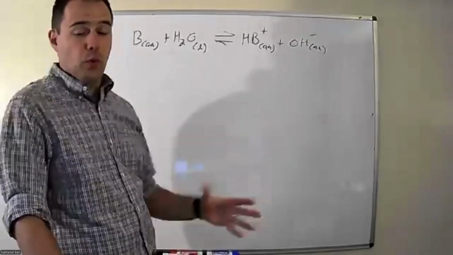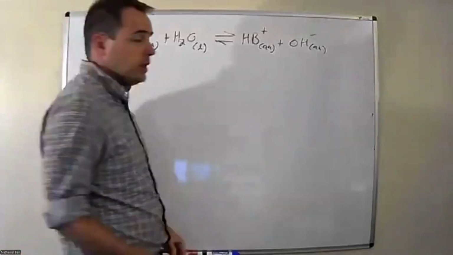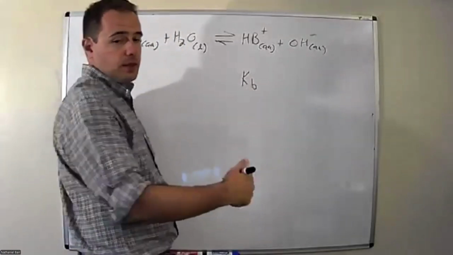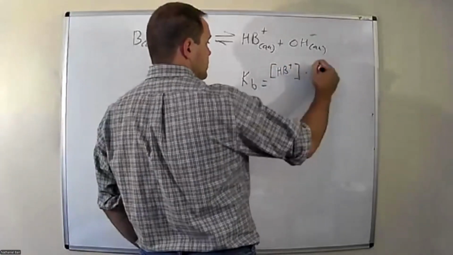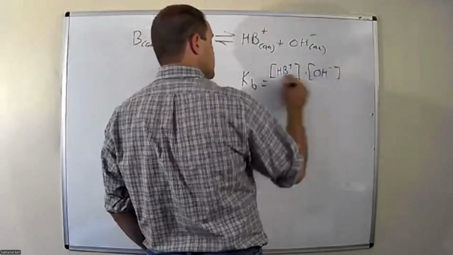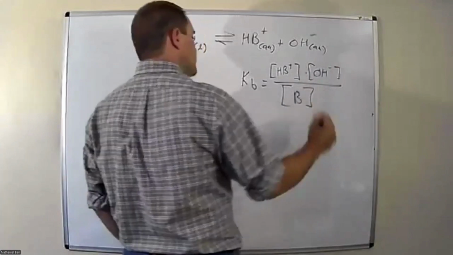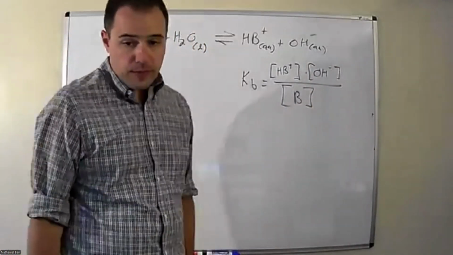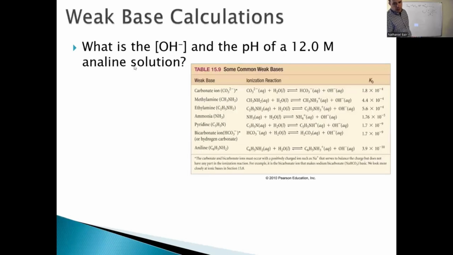That's going to be really important, which means we can always write a generic mass action expression. We call it a Kb, for base dissociation constant, and that's going to be the HB plus concentration times the hydroxide concentration divided by the original base concentration. So there is the Kb mass action expression. With that in mind, let's work one of these problems.